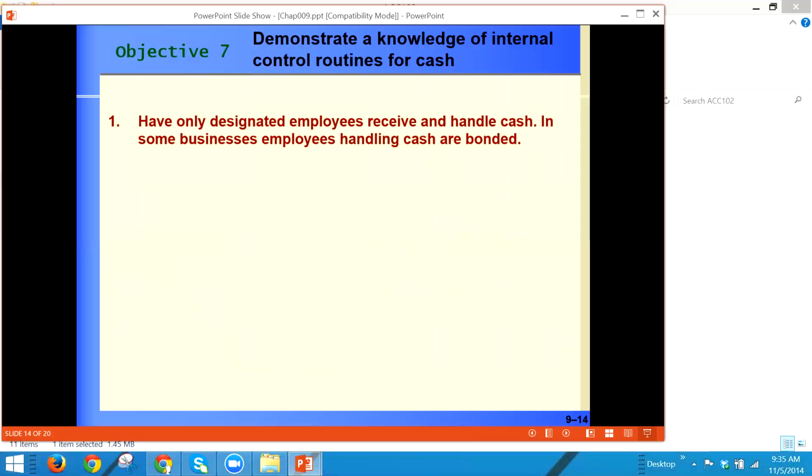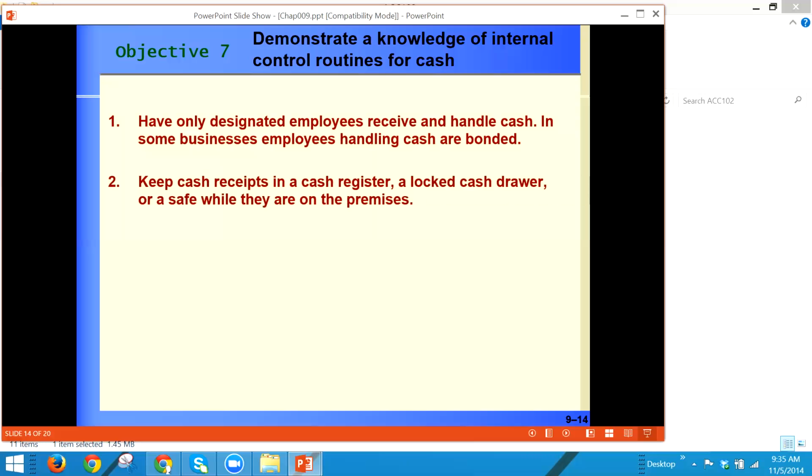So now we're going to demonstrate knowledge of internal routines for cash. Have only one designated employee receive and handle cash in the business. In some businesses, employees handling cash are bonded. That's an insurance put out on that person, and it's a bond. And that bond basically is a bond that person is trustworthy.